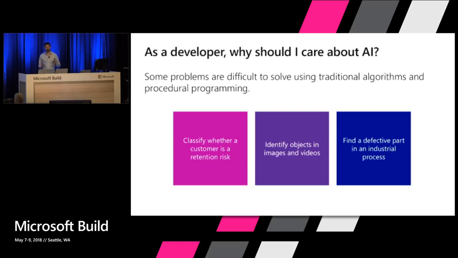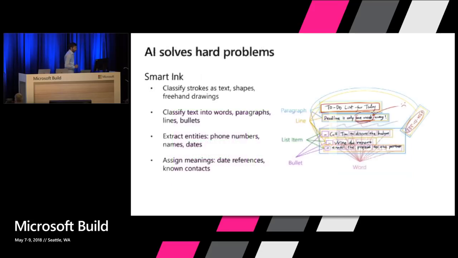These three problems have one thing in common. They're somewhat easy for humans to solve with human intuition, but each one of them is incredibly difficult to program a computer to do. This is especially true, again, if the only tool we have available to us are traditional algorithms and procedural code. This is where AI can help.